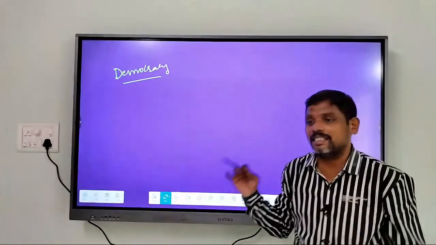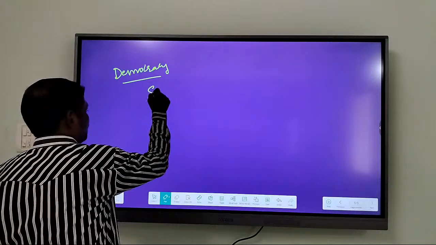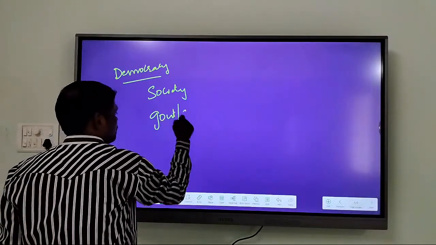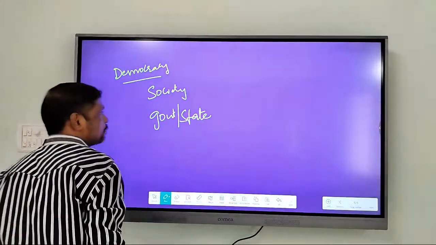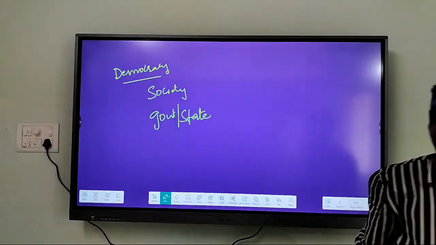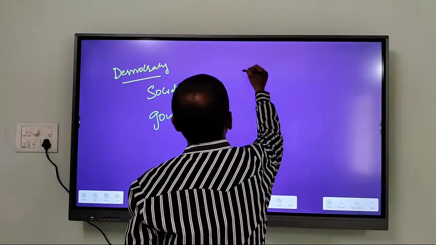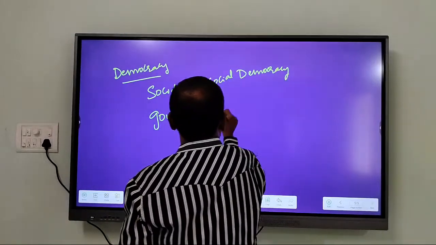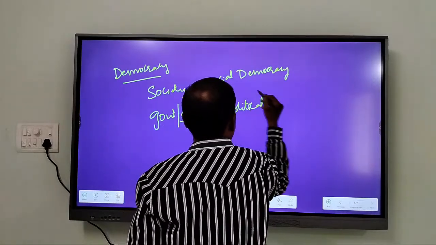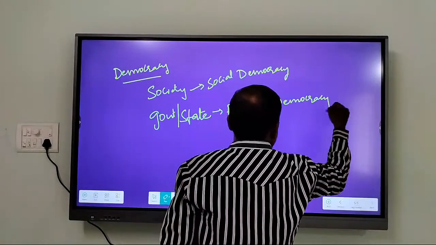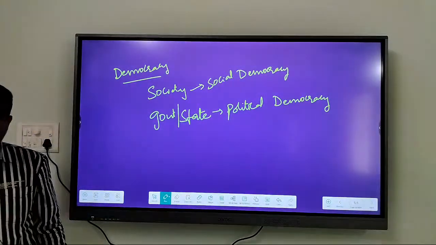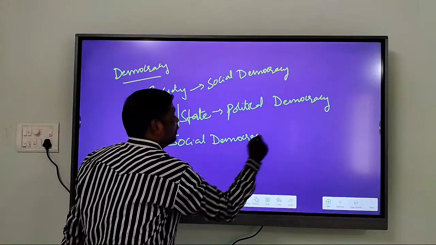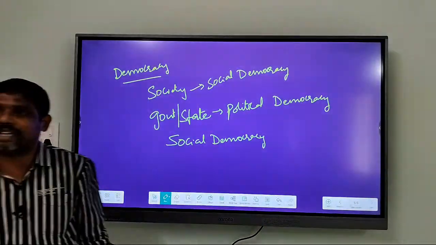So democracy denotes two things. One is a society, as well as the nature of government. Narrowly it is the nature of government, and broadly it is the nature of the state. It is society and the government. So this denotes social democracy and this denotes political democracy. One is social democracy, the other one is political democracy. Let me start the discussion on social democracy, or democratic society. What do you mean by democratic society?